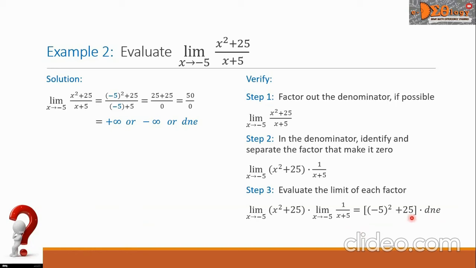We may proceed by simplifying this part. The square of negative 5 is 25 plus 25. 25 plus 25 gives 50. This constant 50 multiplied by a limit which does not exist simply means the limit itself as a whole does not exist. This is now our answer. Let us delete the other possibilities.